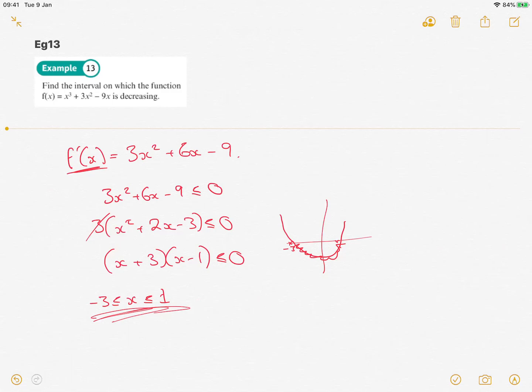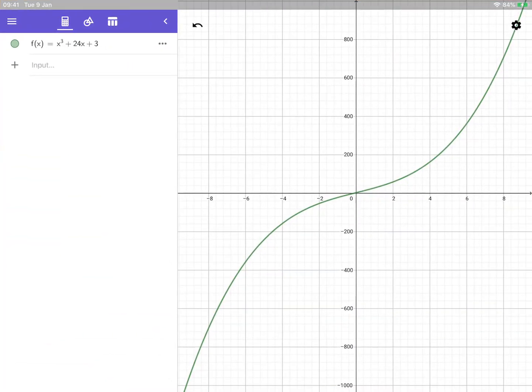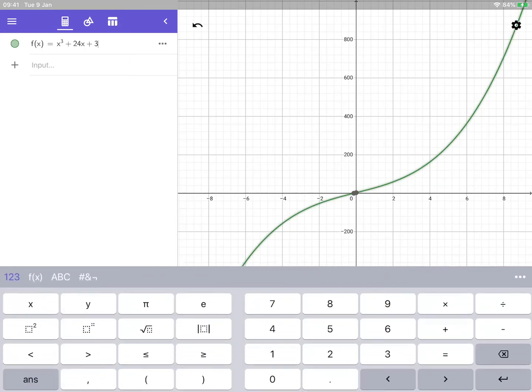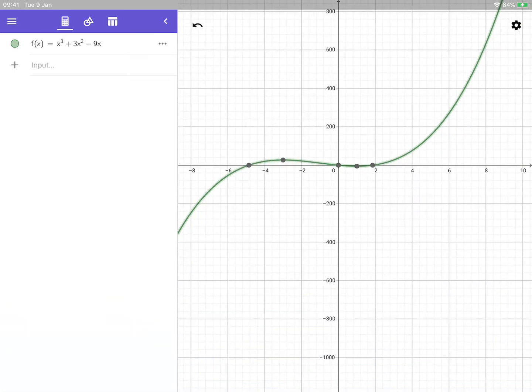So again, draw it in your calculator, or I'll draw it on GeoGebra now. So let's delete that. It was x cubed plus 3x squared minus 9x. Okay, and then I've got my graph.